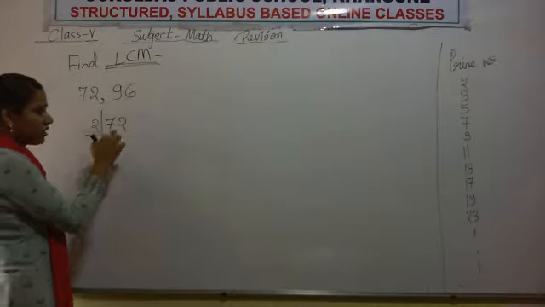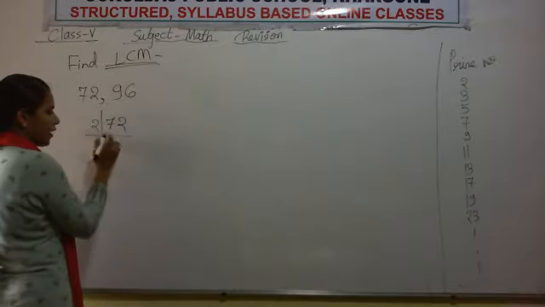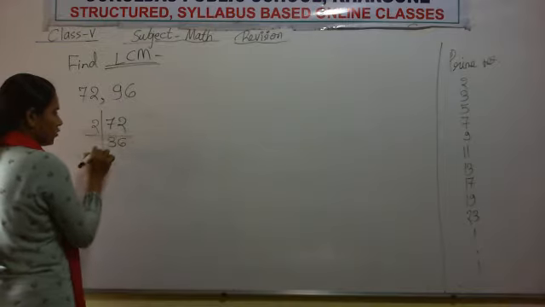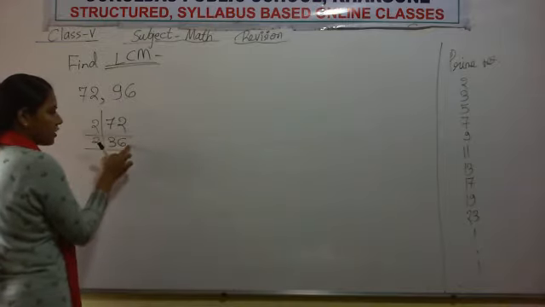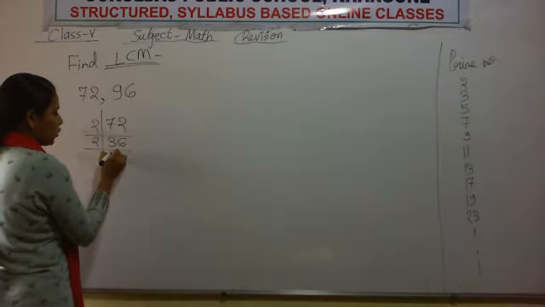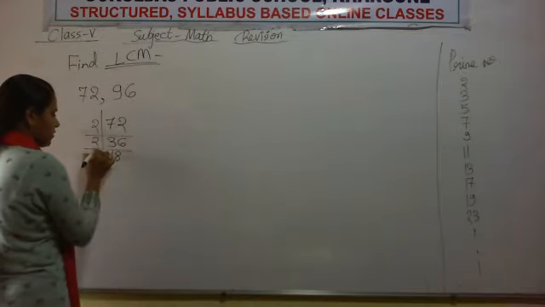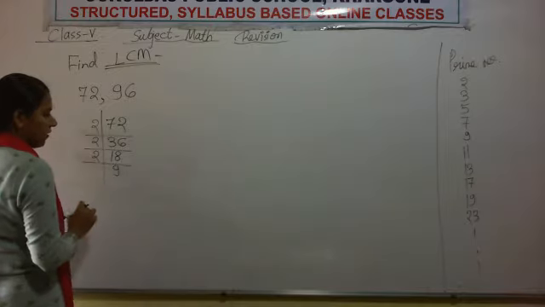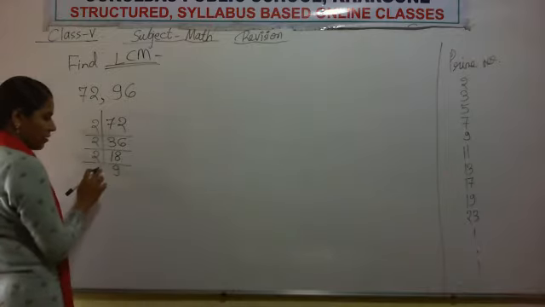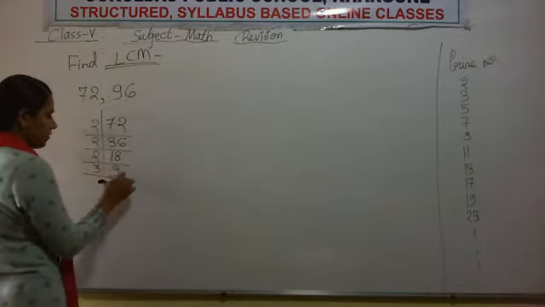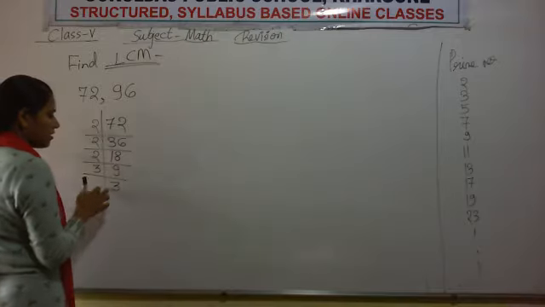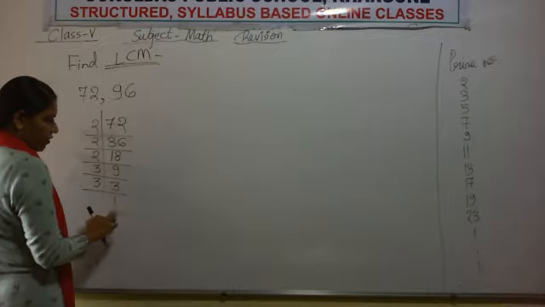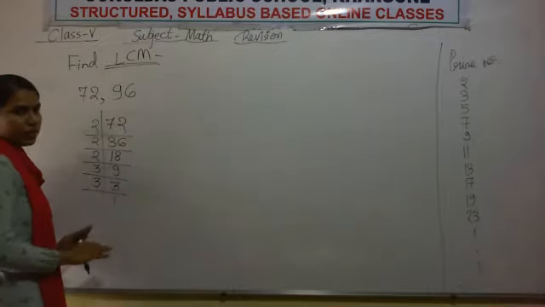72 is an even number, so we can divide it by 2. 2 3s are 6, 1 is given here, 2 6s are 12. 36 is also even, we can divide it by 2. 2 1s are 2, 2 8s are 16. 18 is also even, so we can divide it by 2. 2 9s are 18. Now 9 is an odd number, so let us divide it by 3. 3 3s are 9. 3 is only divisible by 1 or 3, so we got 1. We will stop our division here.